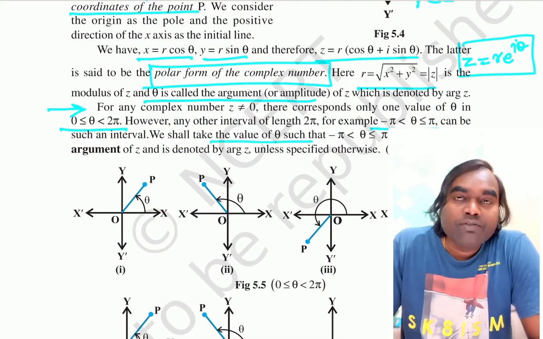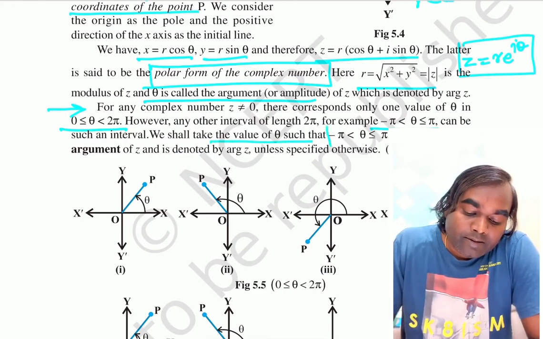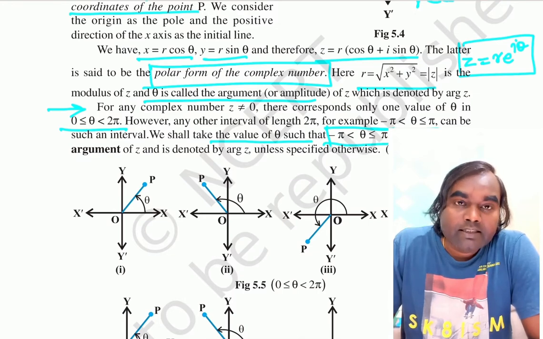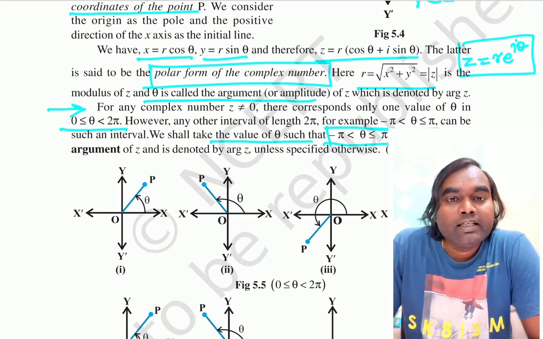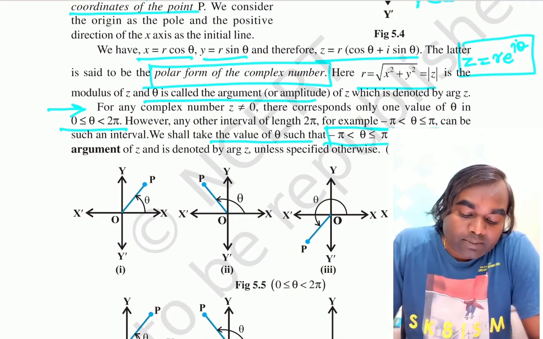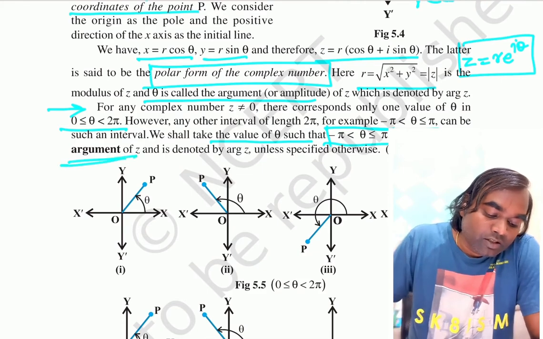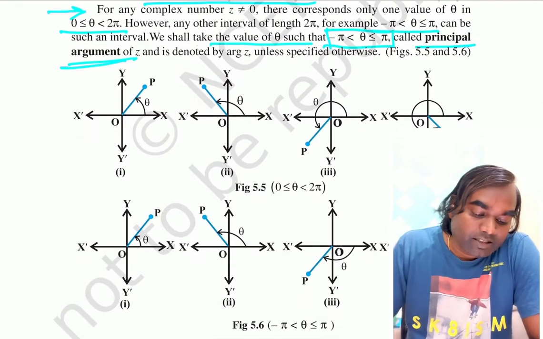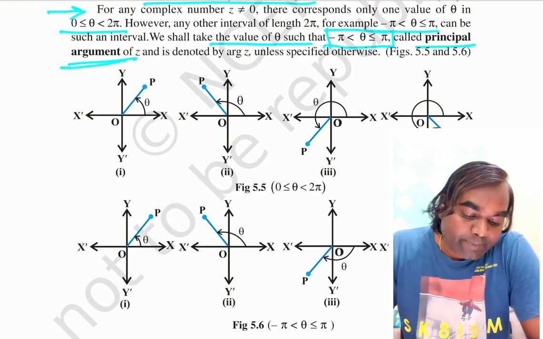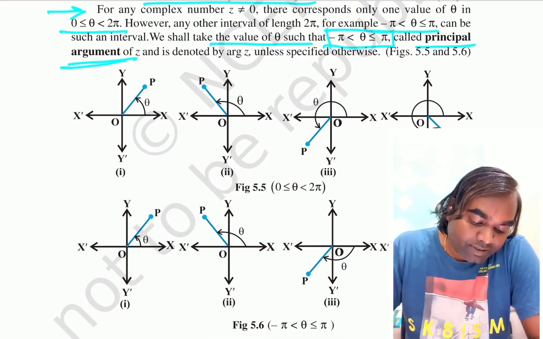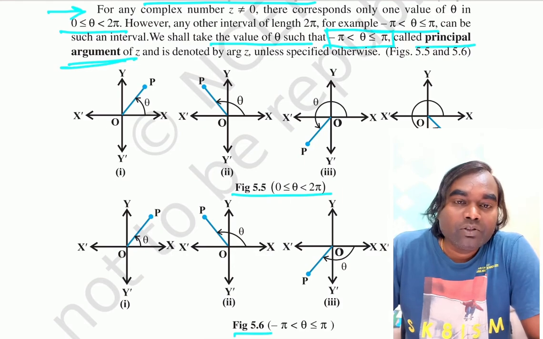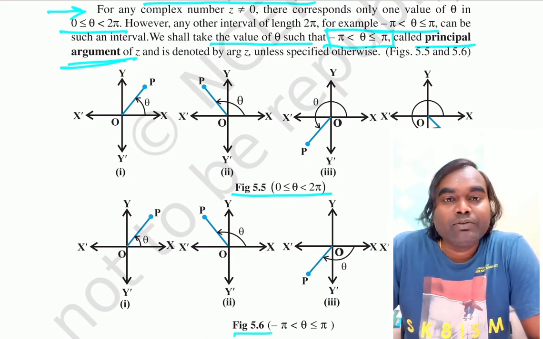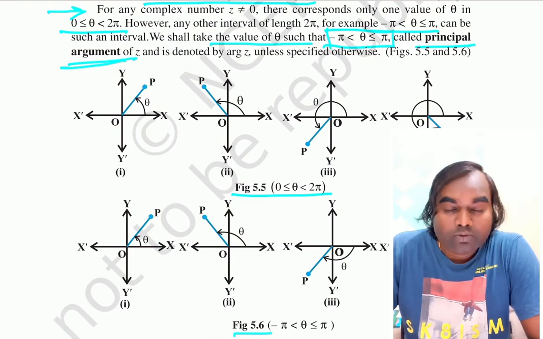We shall take the value of theta such that minus pi less than theta less than or equal to pi, that is theta is greater than minus pi and less than or equal to pi, called the principal argument of z, and it is denoted by arg z unless specified otherwise. So you can see in figures 5.5 and 5.6, both the cases, for theta lying between 0 and 2 pi and theta lying between minus pi and pi.